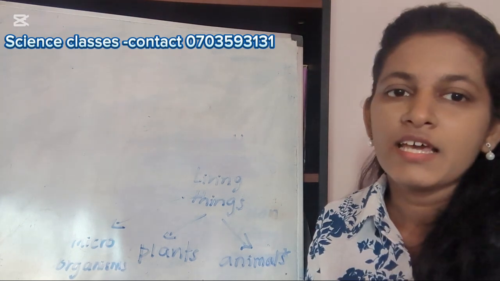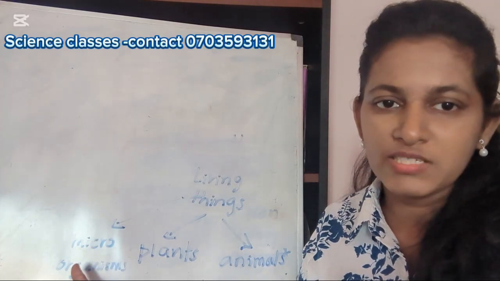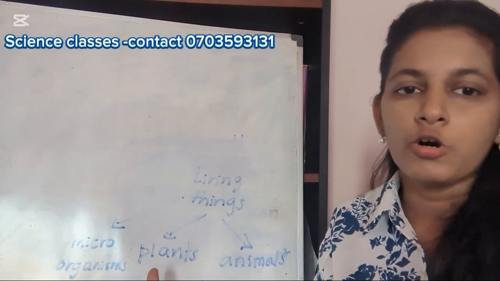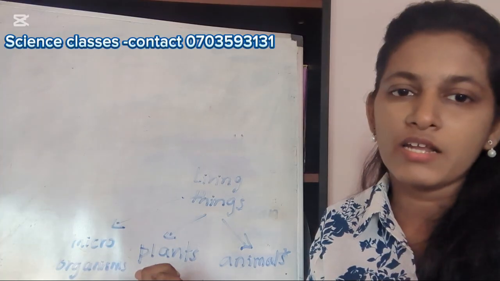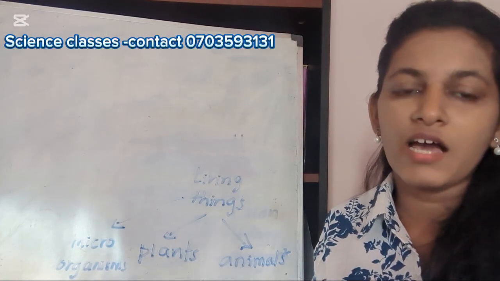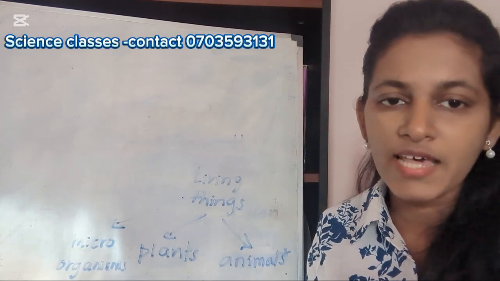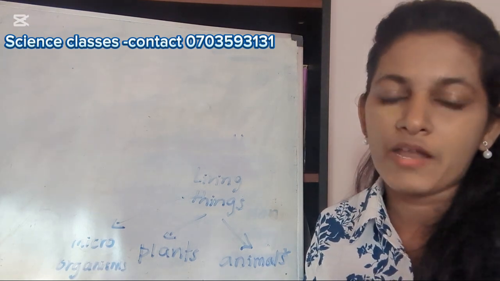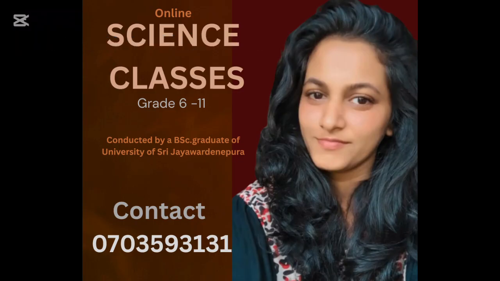So basically, living things can be divided into three main groups: microorganisms, plants, and animals. The examples of plants are coconut tree, banana tree, grass, like that. The examples of animals are humans, tiger, lion, elephants, insects, like that. The examples of microorganisms are bacteria, paramecium, amoeba. We will learn about the characteristics of living organisms in part 2 of this video.